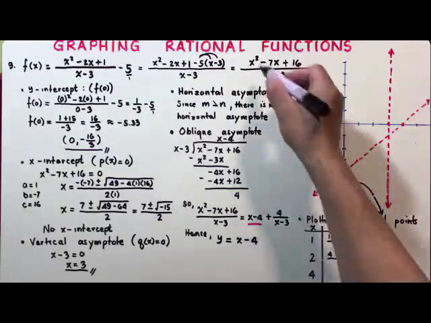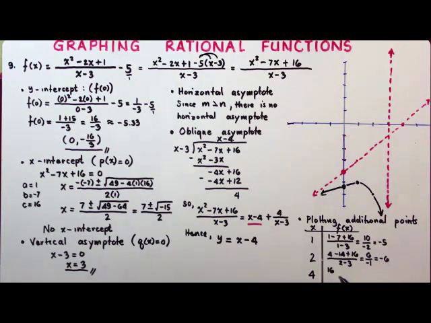So when x is 4, substituting that there, that is 16 minus 28, because 7 times 4 is 28, plus 16, divided by 4 minus 3. Simplifying, 16 plus 16 is 32, and 32 minus 28 is 4. So 4 divided by 1 is 4. So the point is 4, 4. When x is 4, the y is also 4. 1, 2, 3, and 4 here.